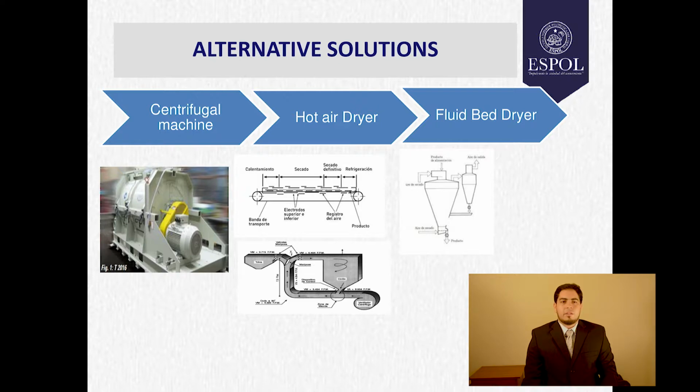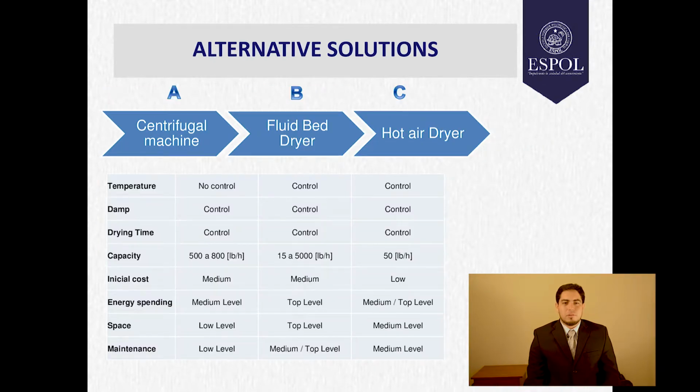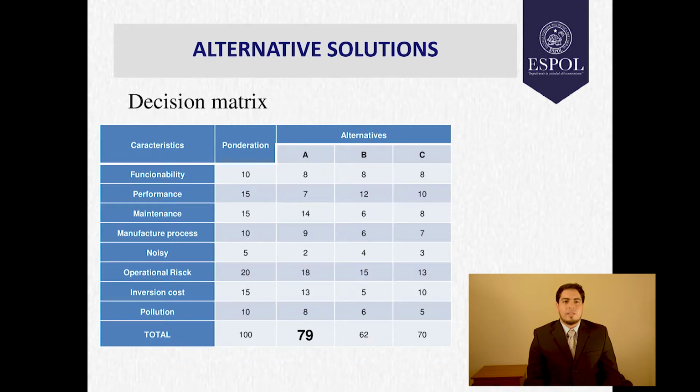Hot air dryer, which consists of supplying a hot air flow, and with the help of heat transfer, it can remove the damp. Its capacity is 50 pounds per hour. To choose a solution, we make a decision matrix. The most important characteristics are investment cost, operational risks, and performance. Analyzing the decision matrix, the best solution is the centrifuge machine.